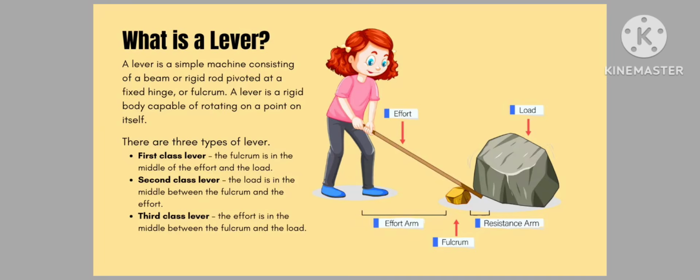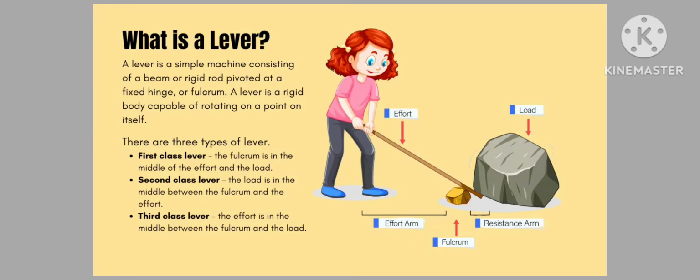And here the picture shows 3 important points. One is the fulcrum, the other is the effort, and the third one is the load. The fulcrum is the point from where the lever is supported, the load is an object that needs to be moved or lifted, and the effort is where you apply the force to lift or move that object.